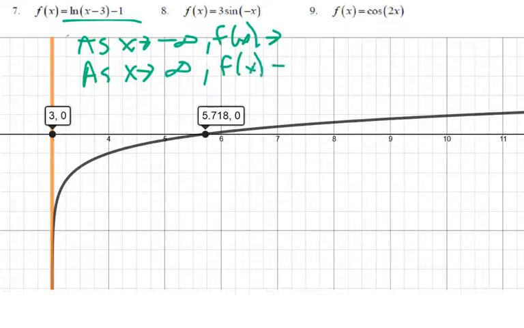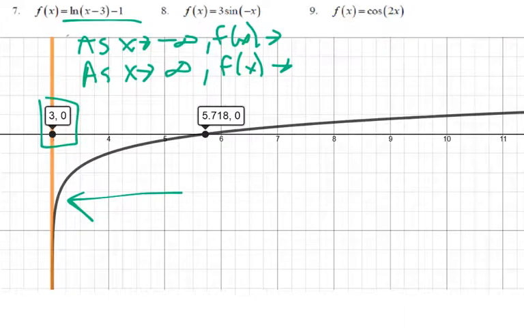So as we go to the left, we're going to approach this asymptote. As it keeps going down, it's going to get as close as it can to that line 3, but it's never going to get to it. But it is going to keep going down. So it's approaching that 3, but it keeps going down to negative infinity. That one's kind of a weird one to understand.